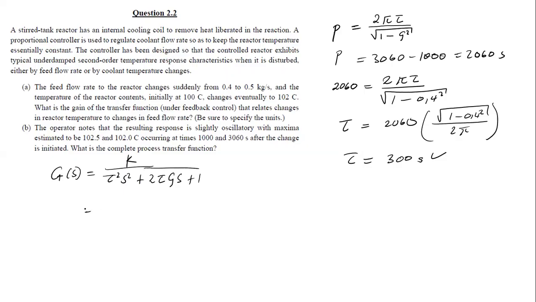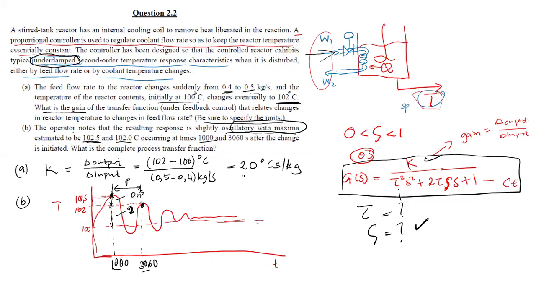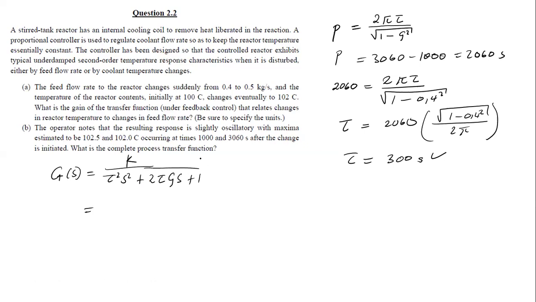And therefore, now let us substitute. Remember, if you still remember, we said our gain was 20. We got our gain there. So we substitute it over there, our gain will be 20. And therefore, tau is 300, so tau squared s squared plus 2 multiplied by tau, which we said is 300, multiplied by the dampening factor, which we said is 0.4, s plus 1. And therefore, this will be our final answer.